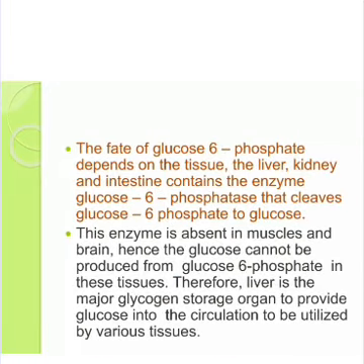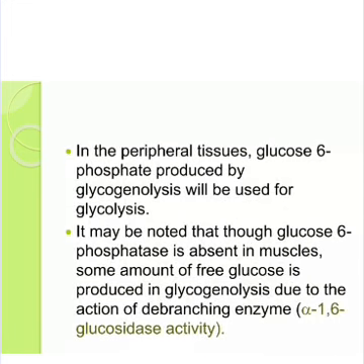The fate of glucose 6 phosphate depends on the tissue. The liver, the kidney, and the intestine contain the enzyme glucose 6 phosphatase that cleaves glucose 6 phosphate to glucose. This enzyme is absent in muscles and brain, hence glucose cannot be produced from glucose 6 phosphate in these tissues. Therefore, liver is the major glycogen storage organ to provide glucose into circulation to be utilized by various tissues.